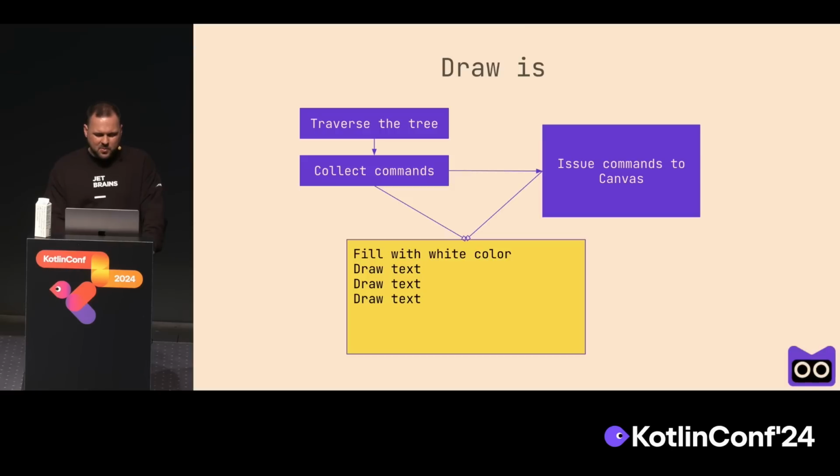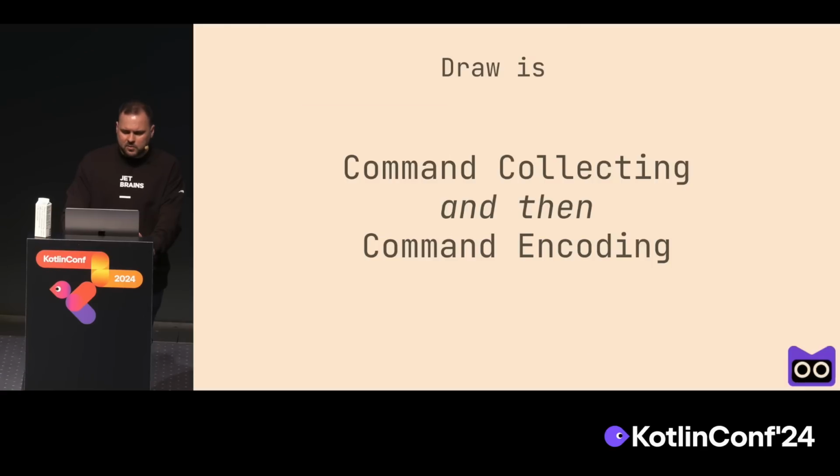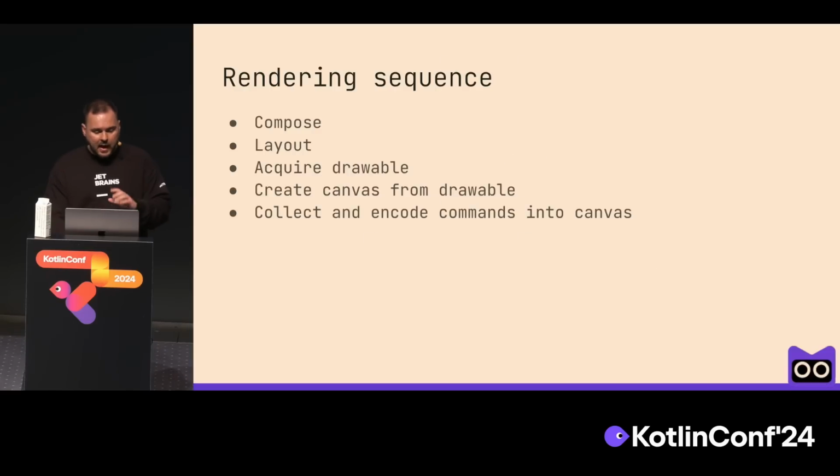And GPU actually doesn't operate with commands like that. It operates with pipeline states, buffers, textures, draw calls. So in fact, there are two stages. It's command collecting, where we collect these abstract commands to draw stuff, and only then we actually encode these commands, basically translating these abstract commands into something GPU can understand. So our expanded rendering sequence could be explained like that.